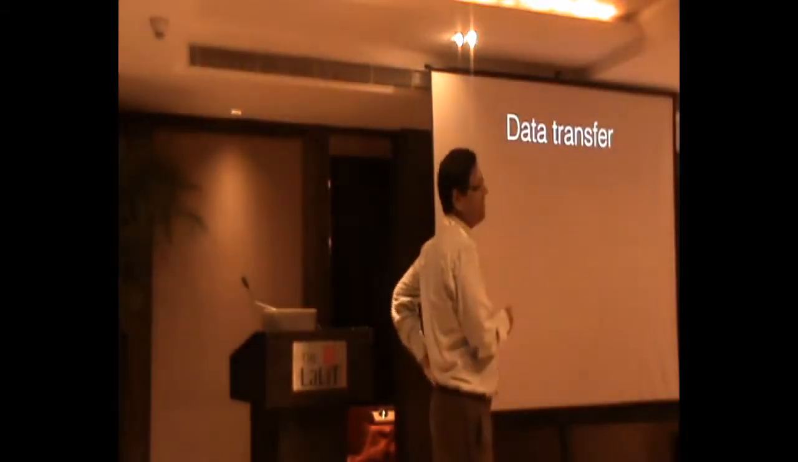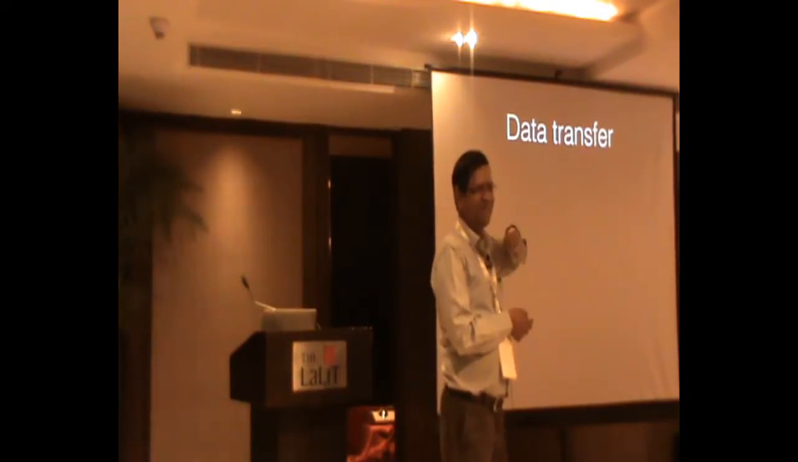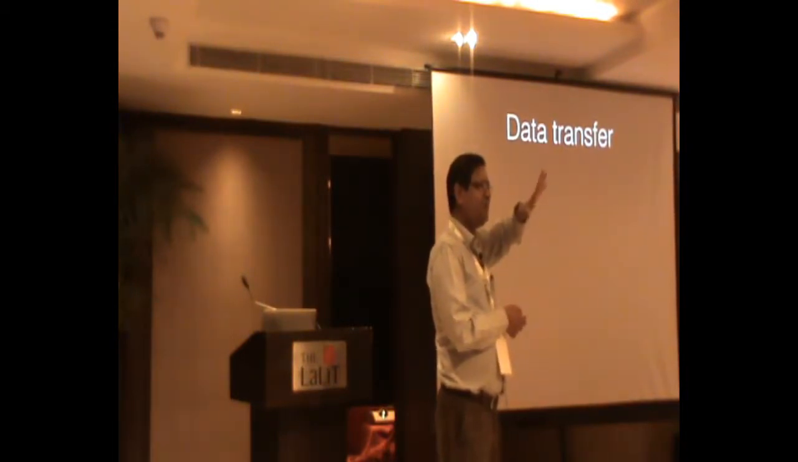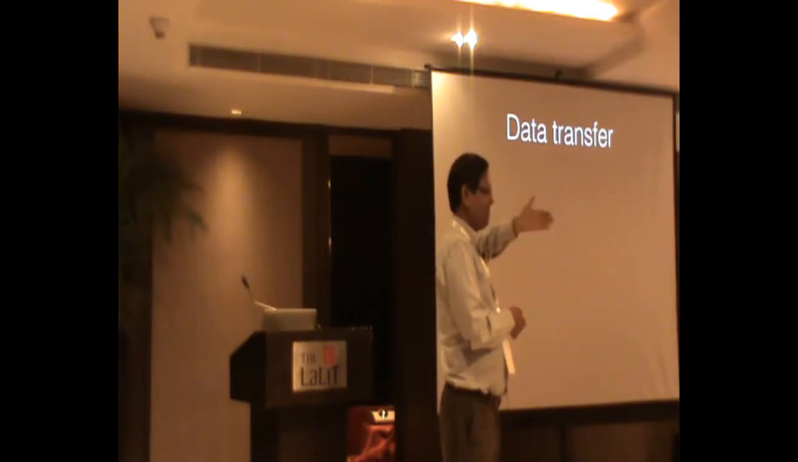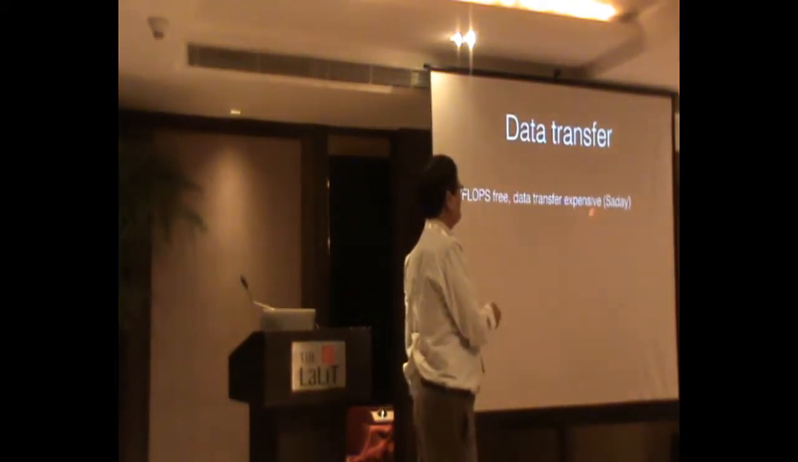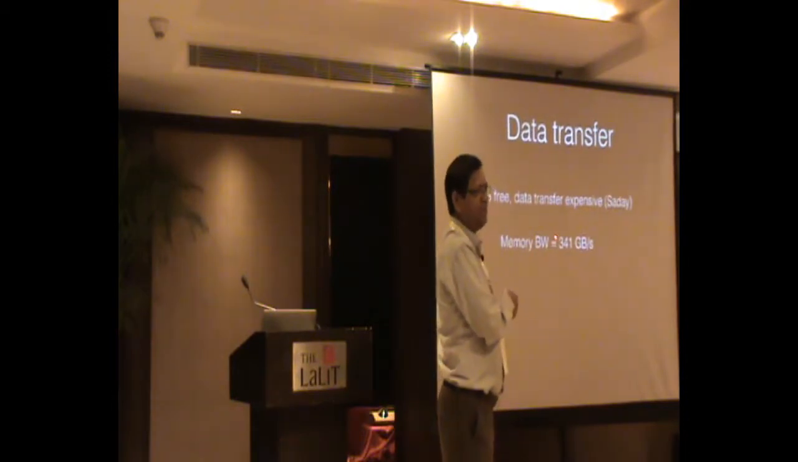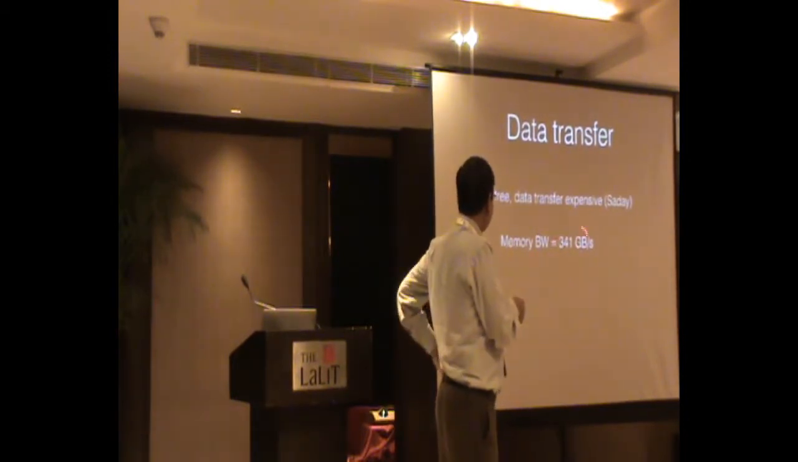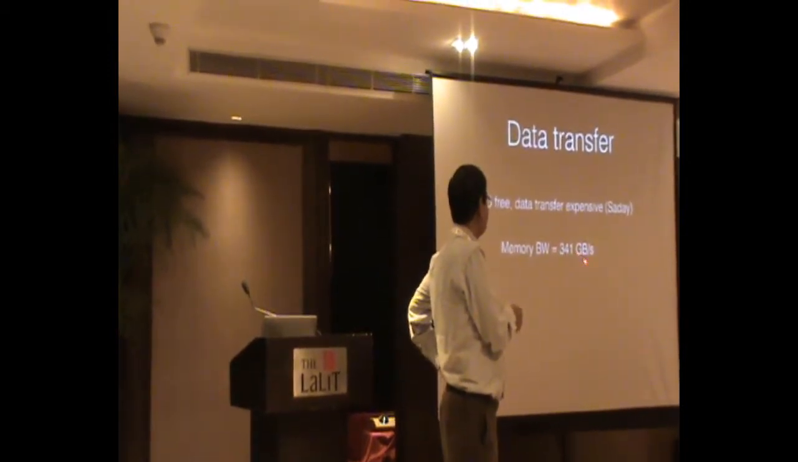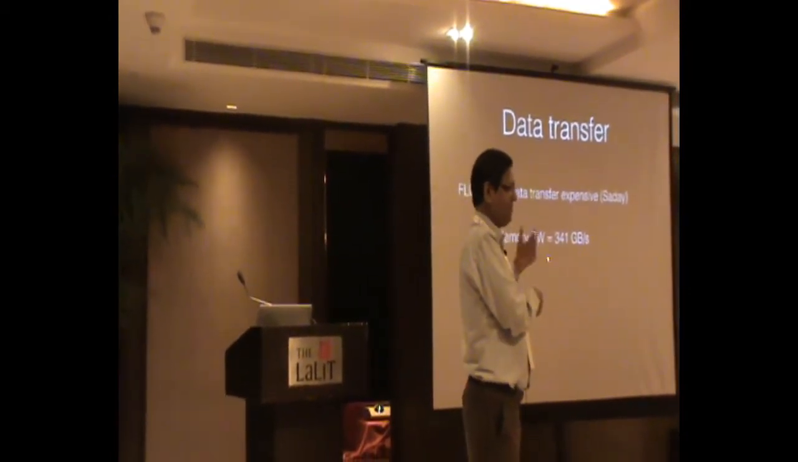So let's look at the data transfer. I just took numbers from the internet. I'm not really a computer scientist. So these are just rough numbers, but you'll see that the problem is memory, just in line with what you were saying. So flops are free, data transfer is expensive. Memory bandwidth in that AMD processor is quite huge, 341 gigabytes per second, but it's still much slower than what we need. We need terabytes.